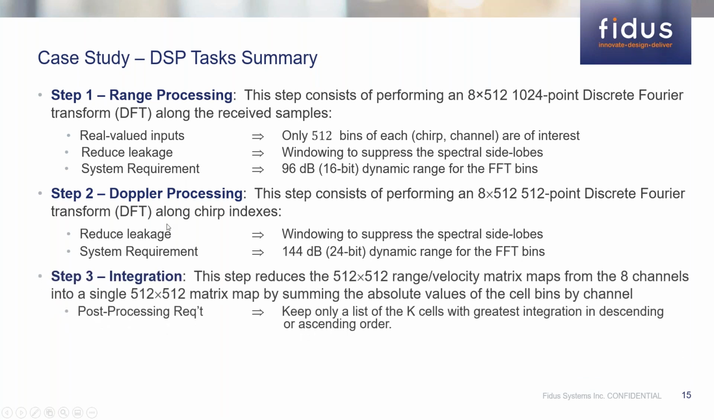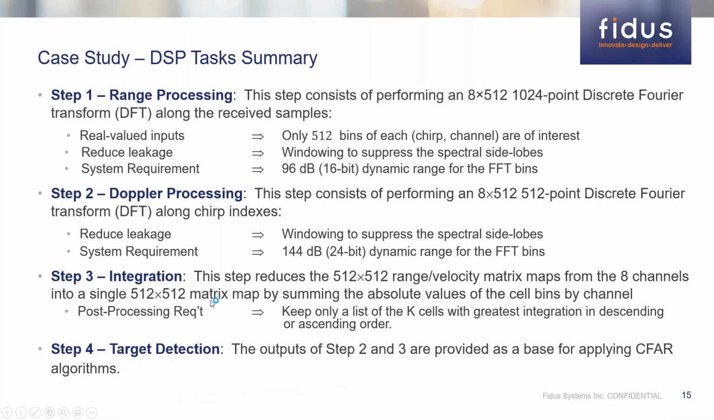And in parallel, we are going to do integration. As I said, we are going along the channel, at the same time doing the Doppler processing. We are going to do integration, summing up along the channels the absolute values, or actually the energy, of cell bins. And as a post-processing requirement, we need only keep the greatest K integrations in descending or ascending order.